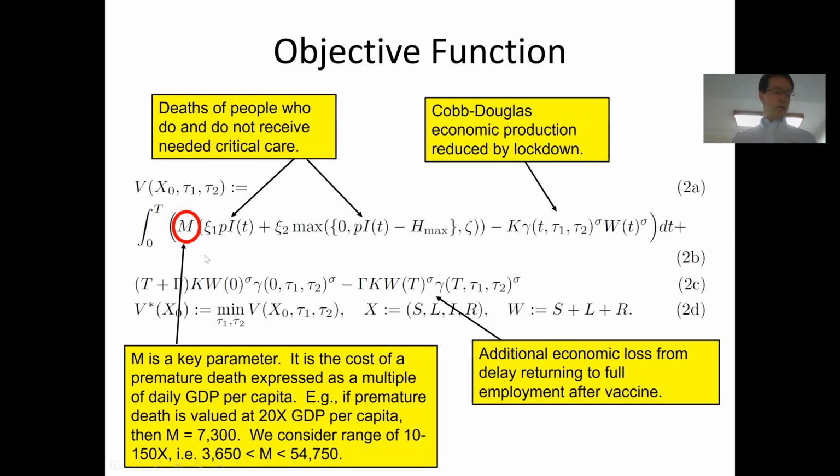Understandably, there's a wide range of parameter values that people argue are appropriate for that. We explore between 10 times GDP per capita and 150 times GDP per capita. But because we measure the units in per day, that translates in the slides that are coming up to M varying between 3,650, i.e. 10 years' worth of days of production, and about 55,000.